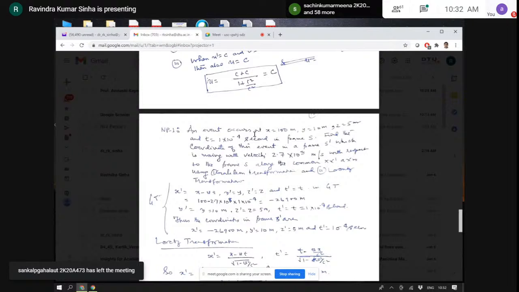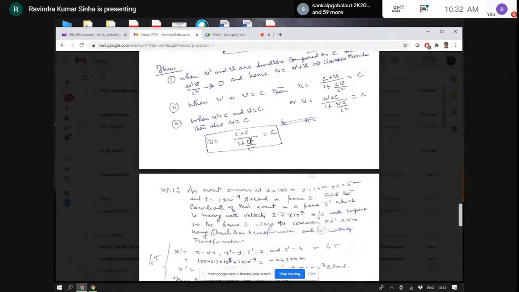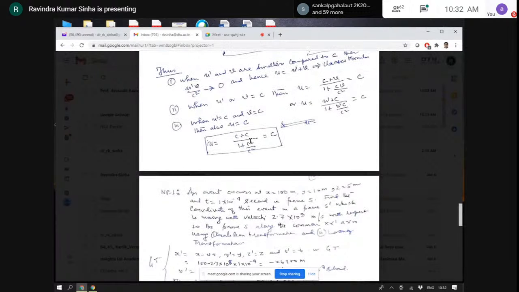Along the common x dash axis, using Galilean transformation as well as a Lorentz transformation. Okay, so you people try this. Two minutes time. This is the question.